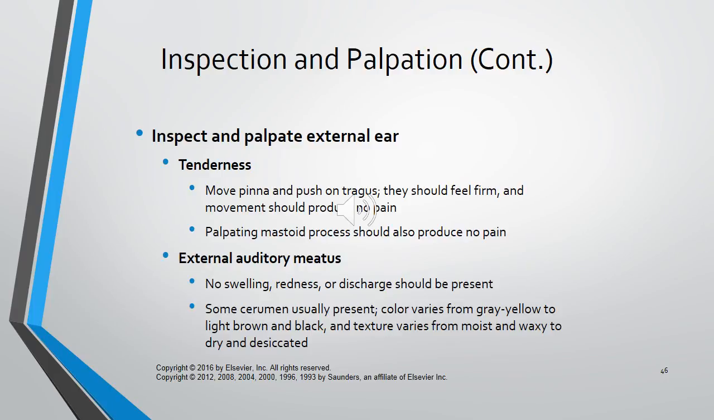There should be no swelling, redness, or discharge in the auditory meatus. You might notice some cerumen or some earwax. That color could vary from a grayish yellow to a light brown.